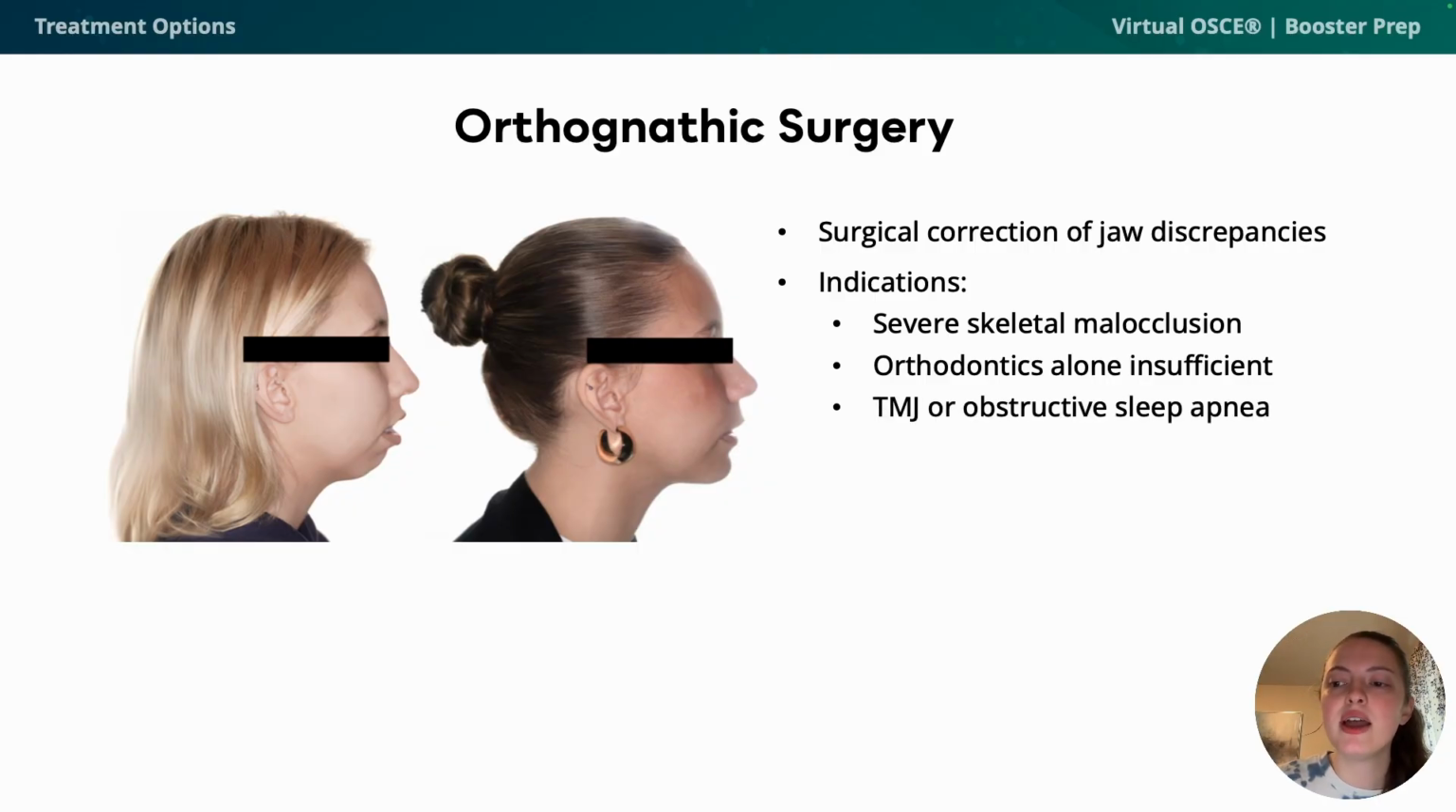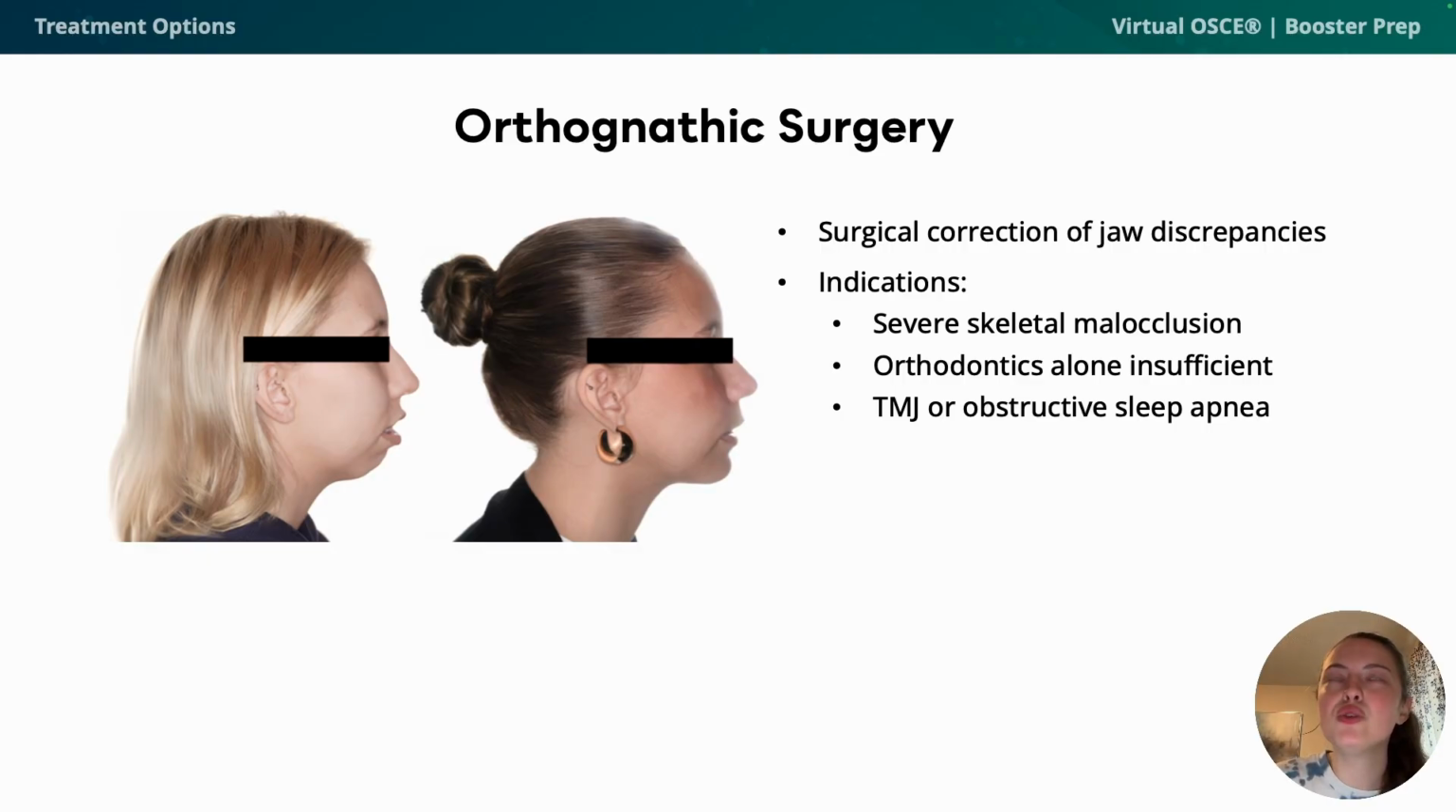For TMJ, it really depends on what is causing the TMJ issues and what specific treatment they need, but sleep apnea can be seen if a person's mandible is too retrusive and is constricting their airway. So advancing their mandible through orthognathic surgery is certainly a helpful treatment option for that.